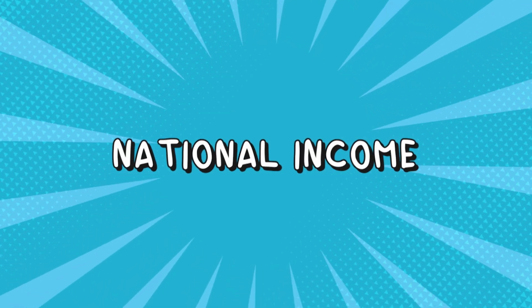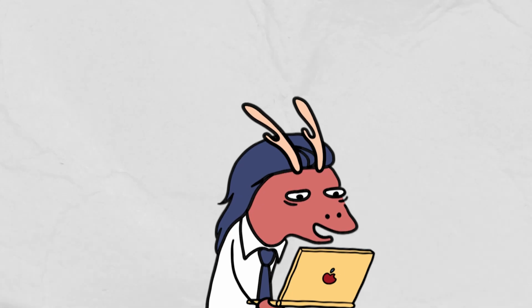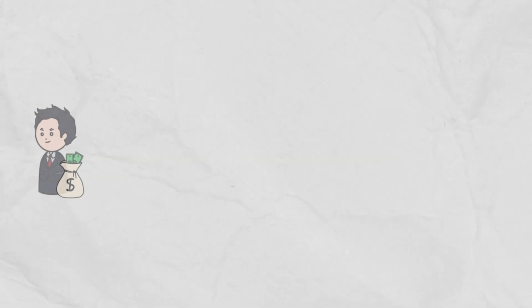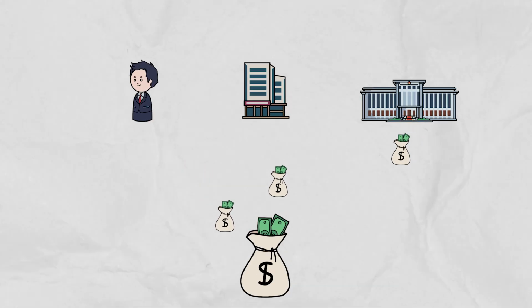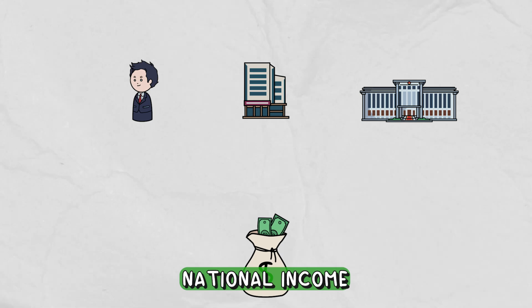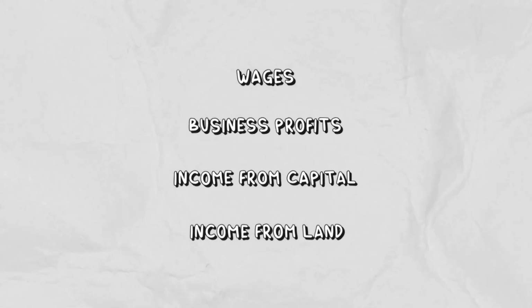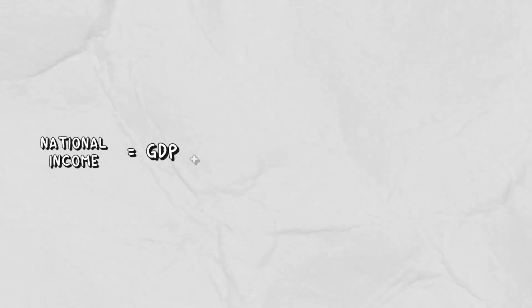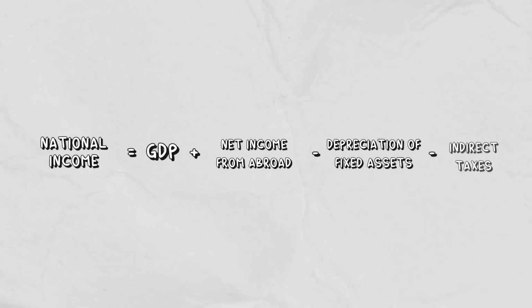When talking about GDP and GNP, we also need to understand national income. National income is the total value of income earned by all sectors in the economy, including individuals, businesses, and the government, from economic activities over a specific period, usually 1 year. It includes wages, business profits, income from capital, and income from land. National income is calculated from GDP, net income from abroad, depreciation of fixed assets, and indirect taxes.